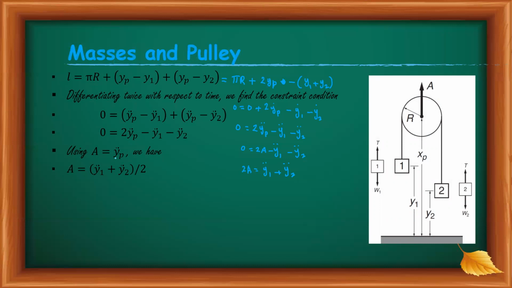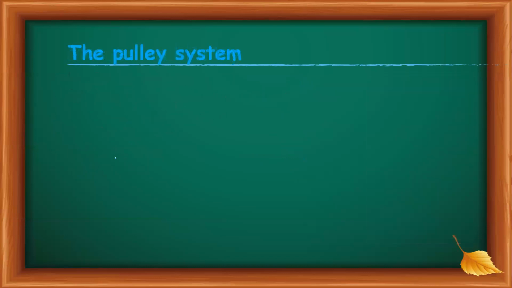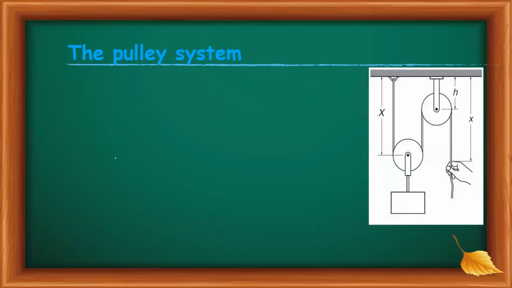In the next example, there is a pulley system with a mass and two pulleys. Here also this pulley is used to lift this block. Using such a system, our effort can be reduced.